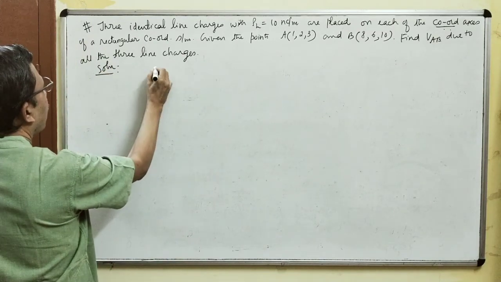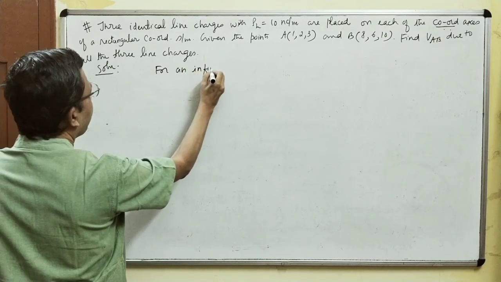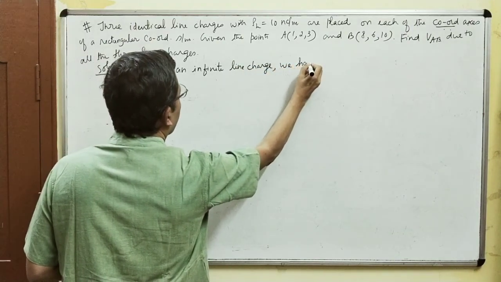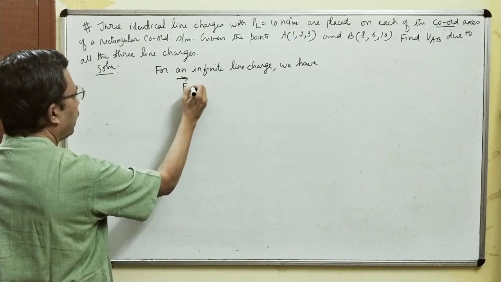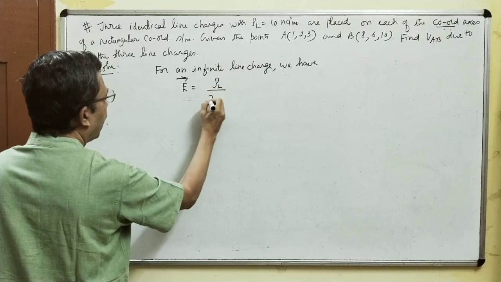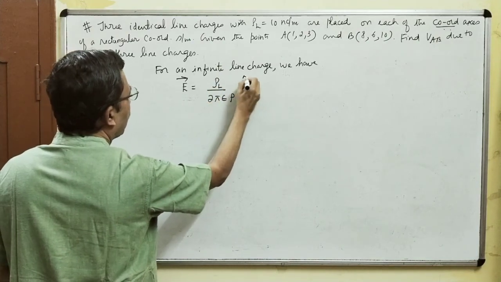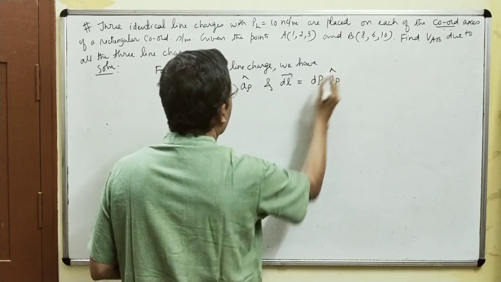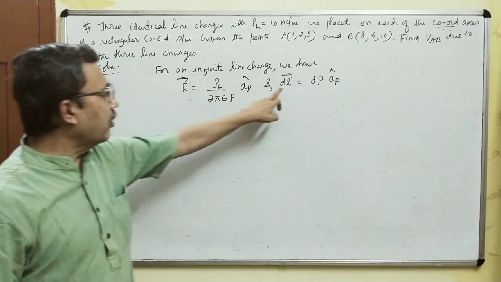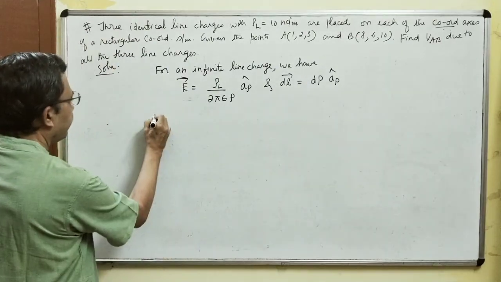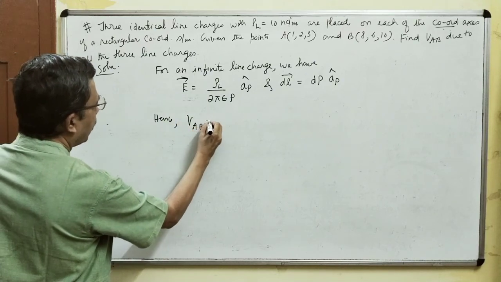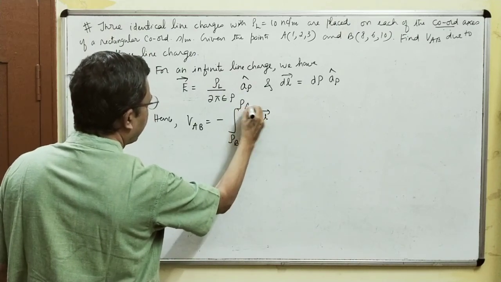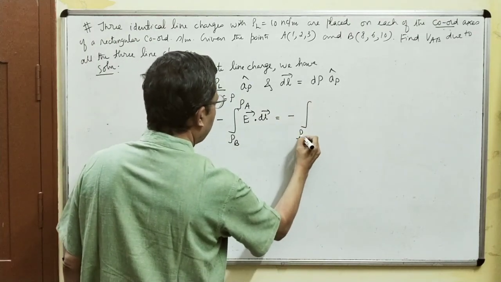Solution. For an infinite line charge, we have electric field intensity vector E equal to rho L divided by 2 pi epsilon rho into A rho cap, and vector DL is equal to D rho into A rho cap. What unit vector E has, the same unit vector DL must also have. Hence VAB is equal to minus integral E dot DL from rho B to rho A, equals minus integration from rho B to rho A.